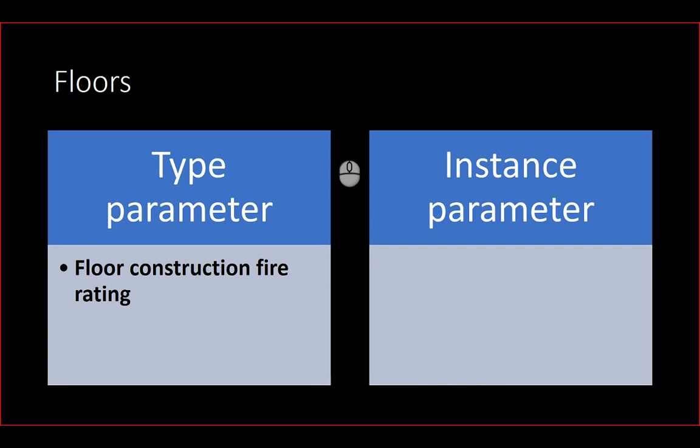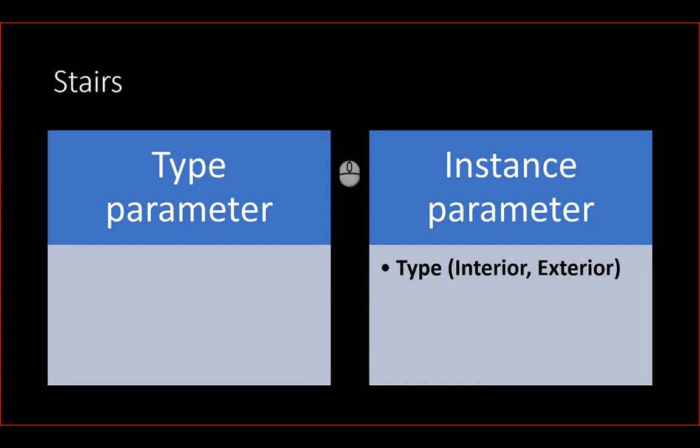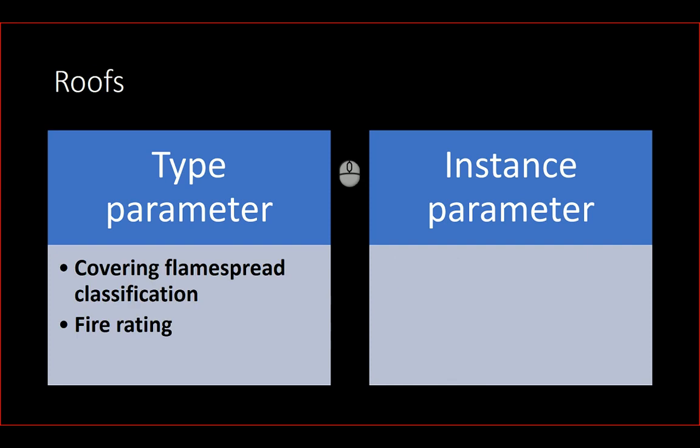Floor objects require a fire rating. So built into Revit, they don't have a fire rating, so we added a type parameter for fire ratings. For stairs, we added a type instance parameter that allows us to define it to be an interior or an exterior stair. For roofs, we added two type parameters, a covering flame spread classification and a fire rating.